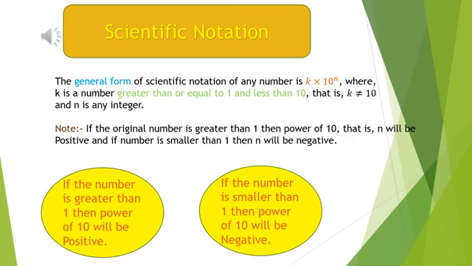It means k can be 3.5, 7.4, 8.9, 9.3, but k cannot be equal to 10, and n is any integer. So if your number is greater than 1, then the power of 10, that is n, will be positive. And if your number is smaller than 1, then your n will be negative.